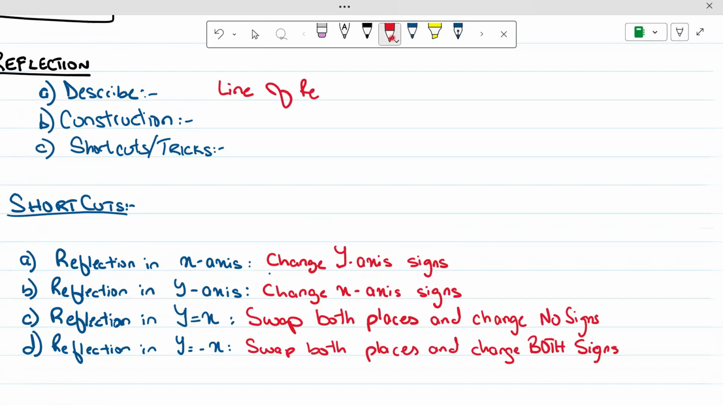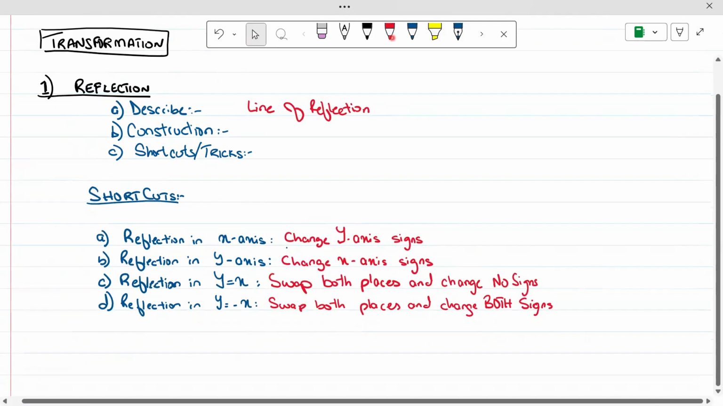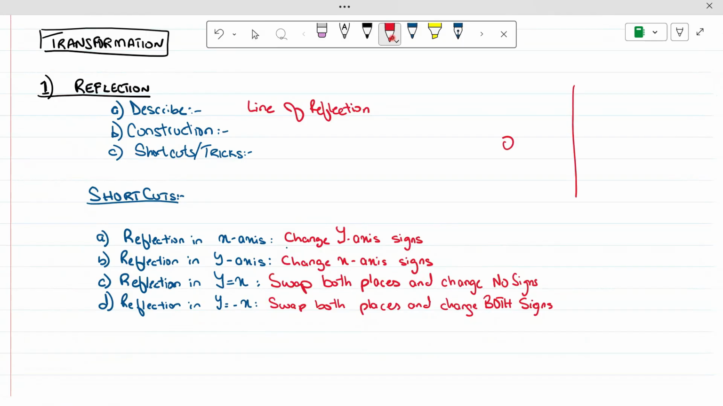Line of reflection. Okay, consider the line of reflection as the mirror line in which our reflection will be happening. For example, if we have an object over here and there's a mirror line over here, the image will be created at the same distance as it is apart from the mirror. So the distance will be the same. If it is 5 centimeters, this will again be 5 centimeters. Okay, this is the basic construction.